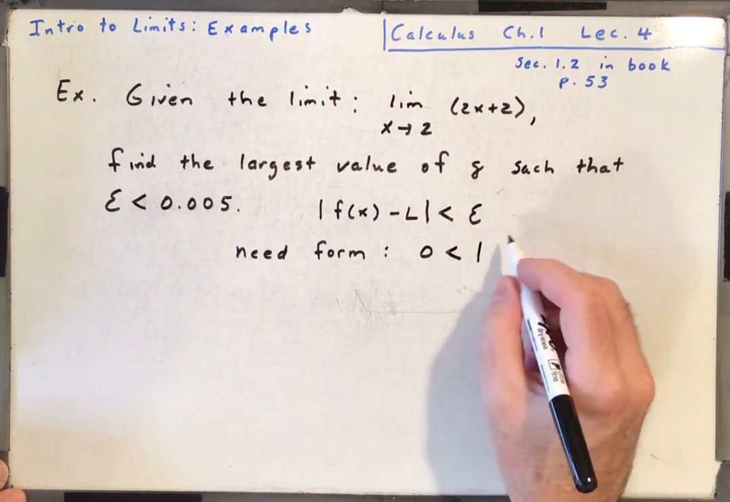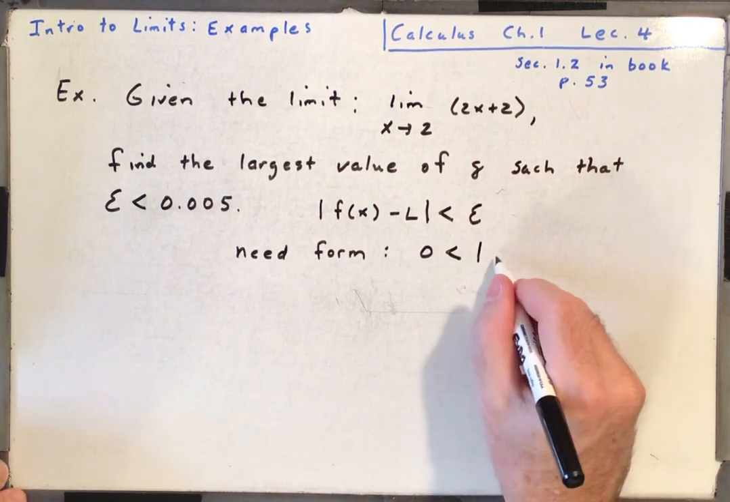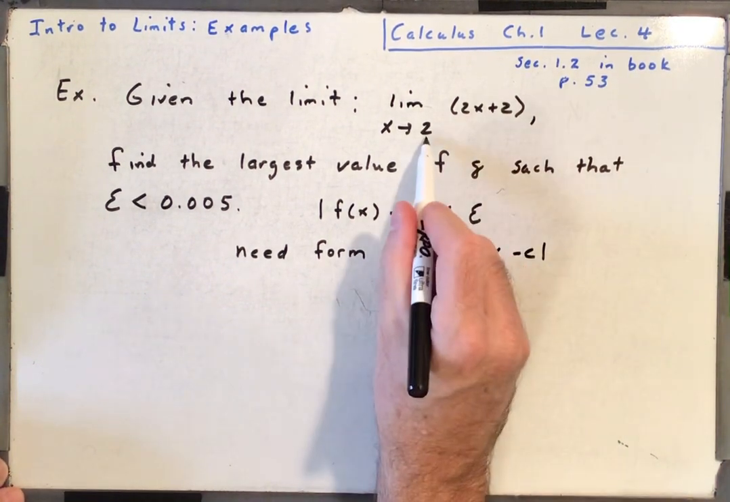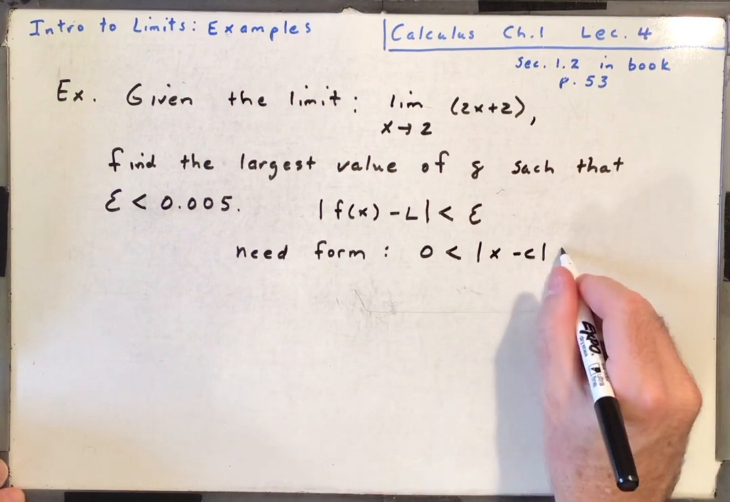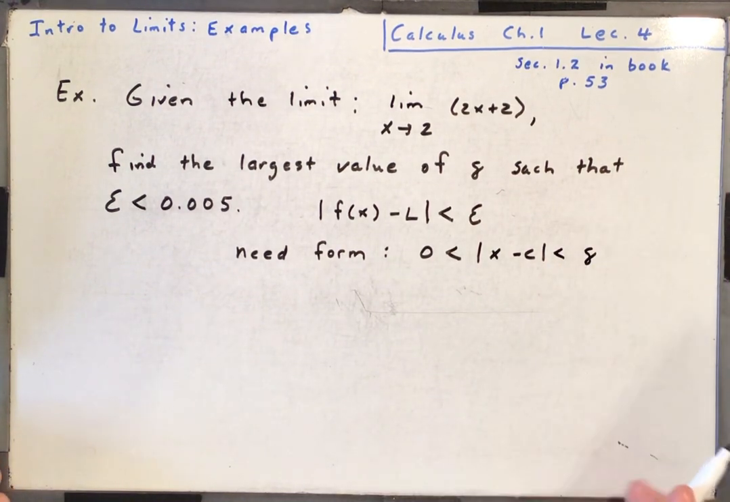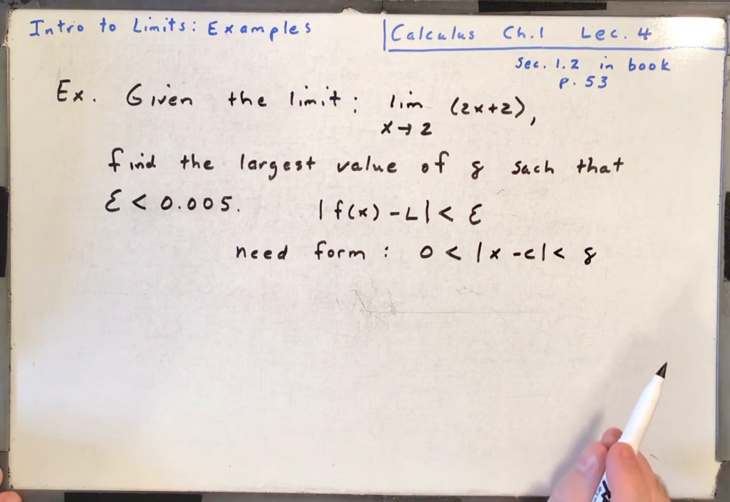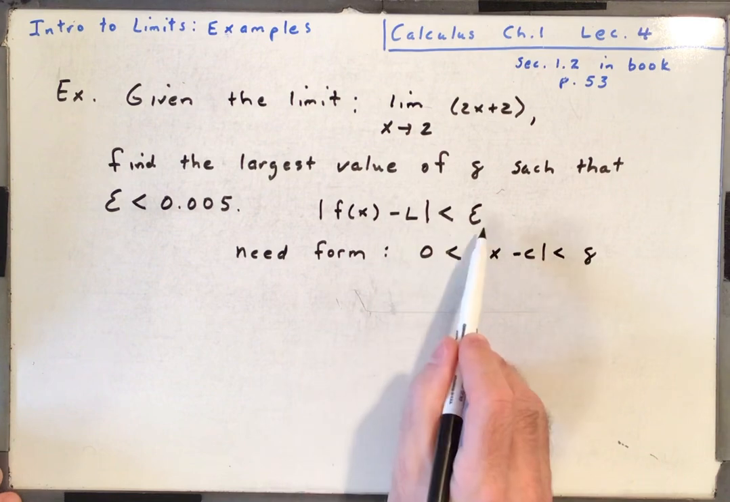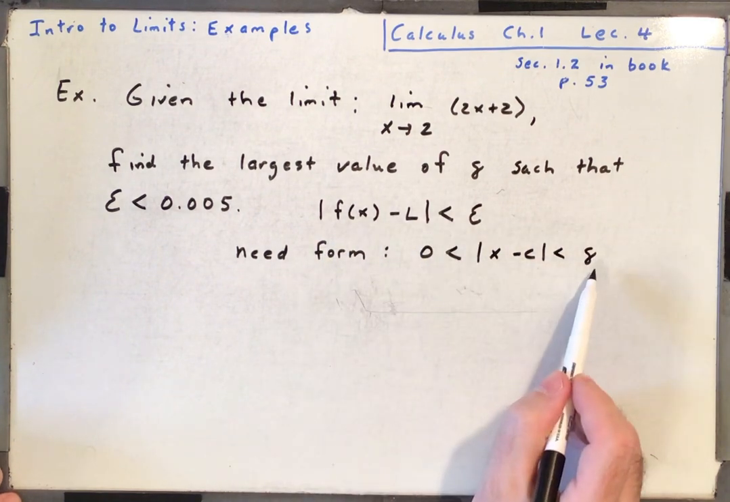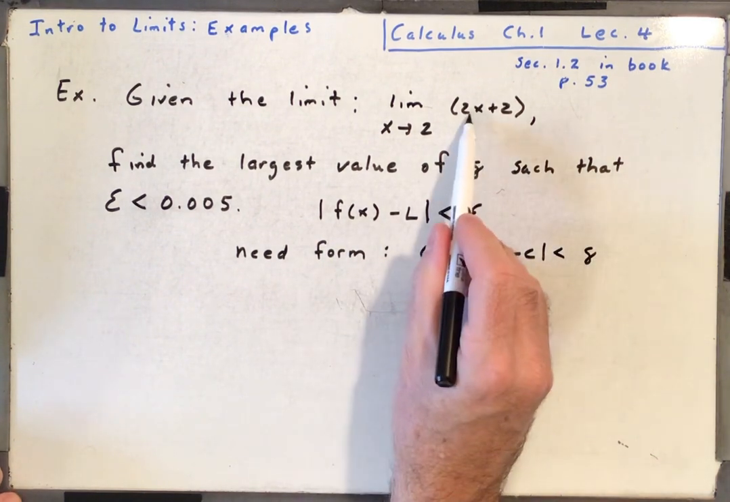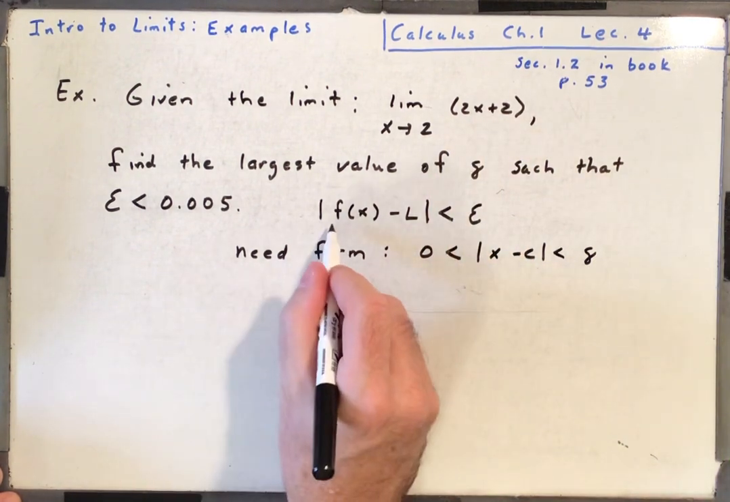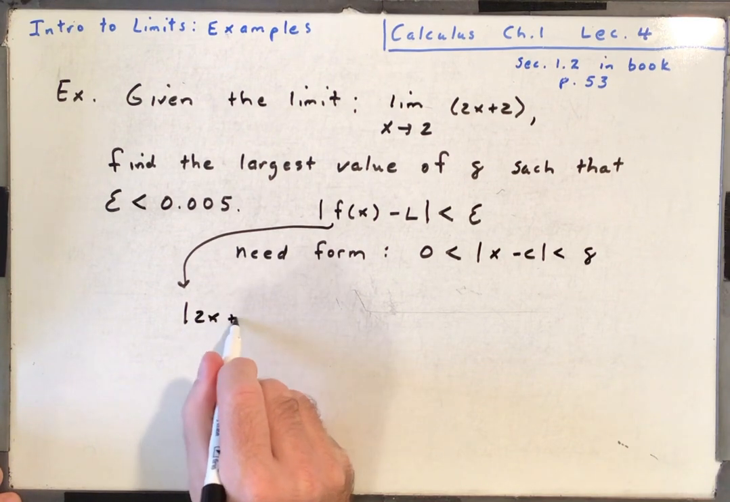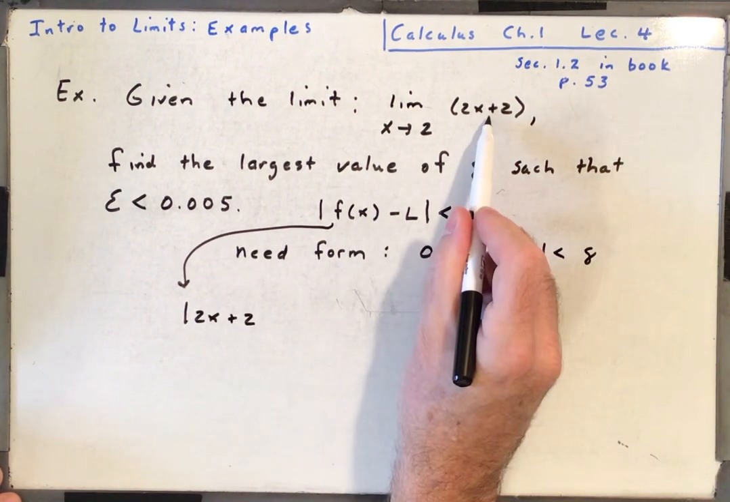So this is from the definition of the limit. Go back and look at that. The absolute value of x minus c, and c is just what x approaches, is less than delta. It looks fancy, but you'll see as I work this, it's really not hard. So I'm going to plug my function in here and solve for x, and that will give me delta. The function is 2x plus 2, so f of x is the absolute value of 2x plus 2.